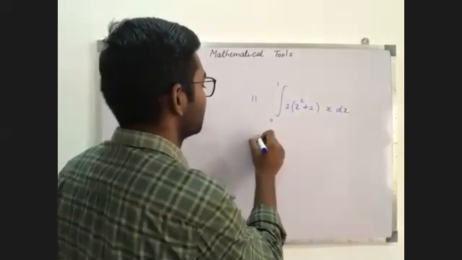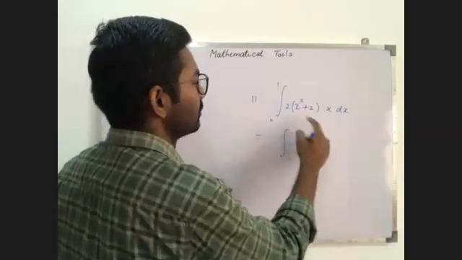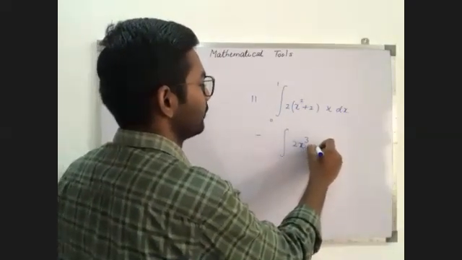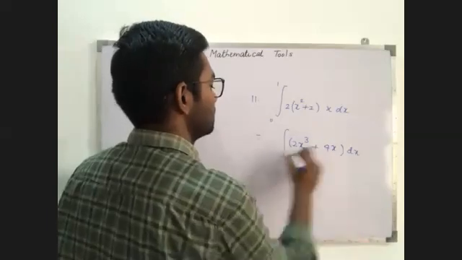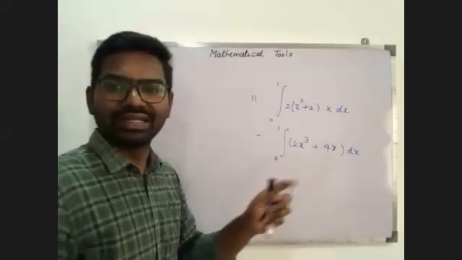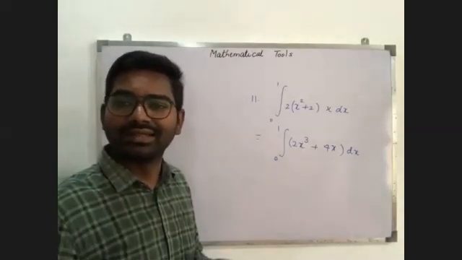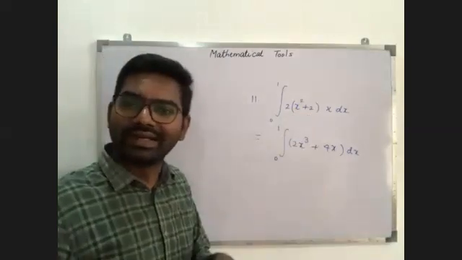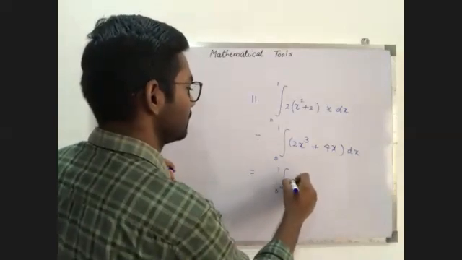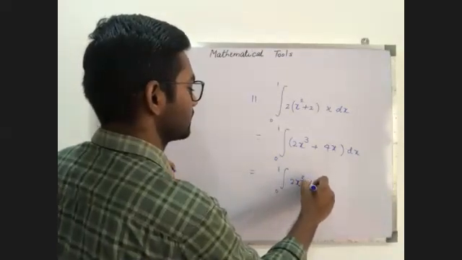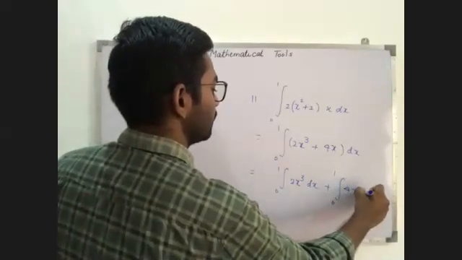So can I say that this can be written as integration 2x cube plus 4x dx, 0 to 1. Can I say that if I multiply, I will get this? So without substitution also we can easily get it. So simple, after this, integration 0 to 1, 2x cube dx plus 0 to 1, 4x dx.